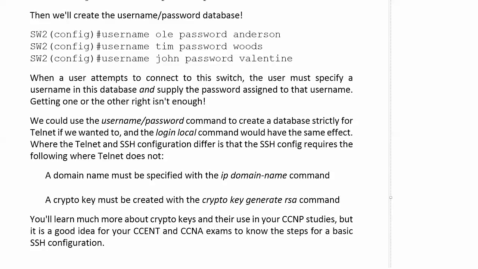There's also a couple of commands I'd like you to know about as far as SSH goes. You have to specify a domain name with the ip domain-name command, and you have to generate what we call a crypto key with the crypto key generate rsa command. Now this is one of those things where Cisco just kind of threw this in the CCENT. They're not really asking you to configure the entire thing. I hate just telling you what a crypto key is and that you need to generate it with this command and not get into the details, but we have to stop somewhere on it.